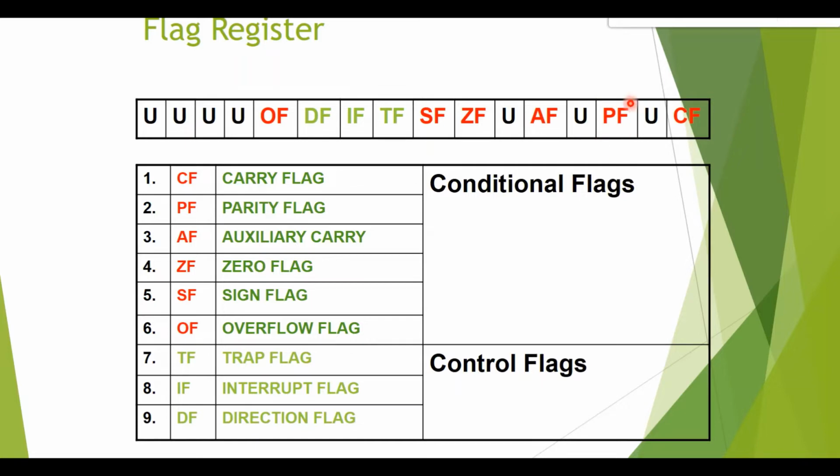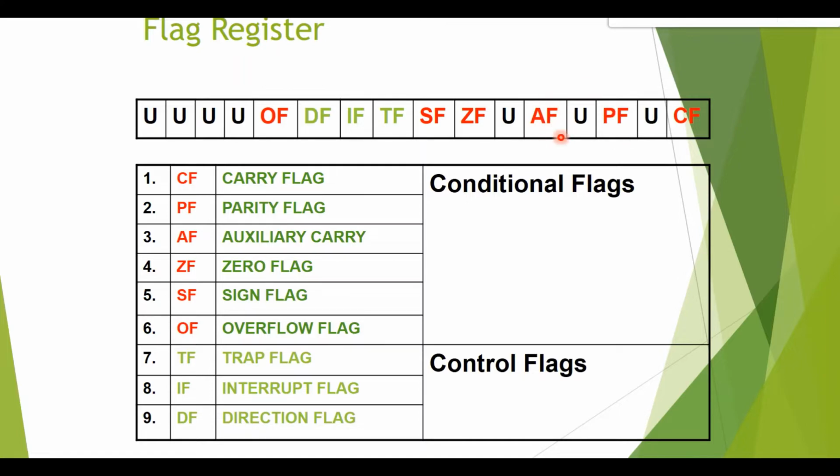Then we have the parity flag. This flag will be set or reset when an even parity is generated in the result when we do the arithmetic and the logical operations. Parity means if we have an even number of ones, then we have the even parity. If there are an odd number of ones, we have the odd parity.